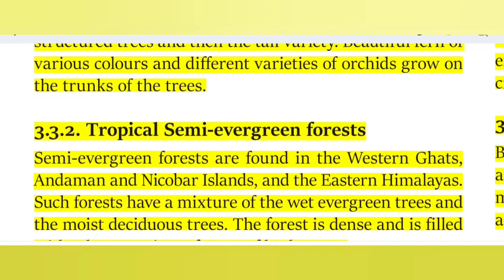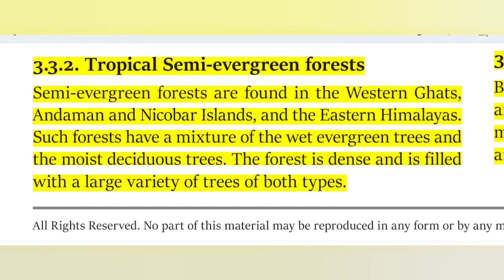Second is tropical semi-evergreen forest. Semi-evergreen forests are found in the Western Ghats, Andaman and Nicobar Islands and Eastern Himalayas. Such forests have a mixture of wet evergreen trees and moist deciduous trees.